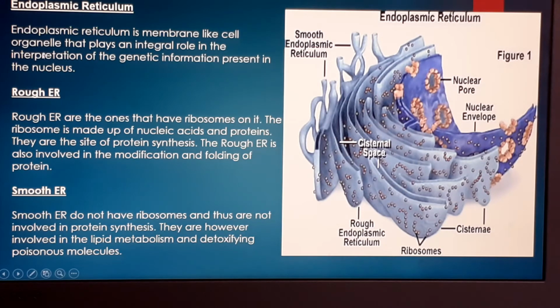Next one, we are here. There are two types of endoplasmic reticulum: smooth endoplasmic reticulum and rough endoplasmic reticulum. Rough endoplasmic reticulum means what? It has ribosomes in it. This is called rough endoplasmic reticulum. Inside that, here is the smooth endoplasmic reticulum.